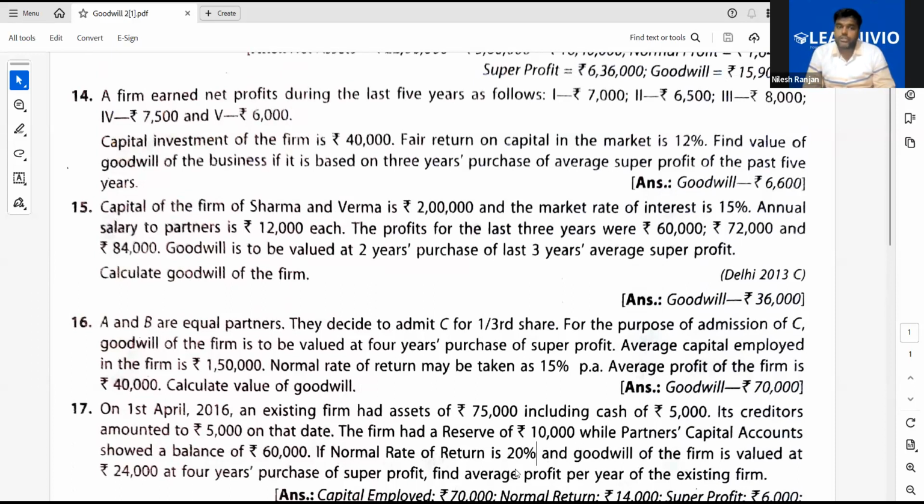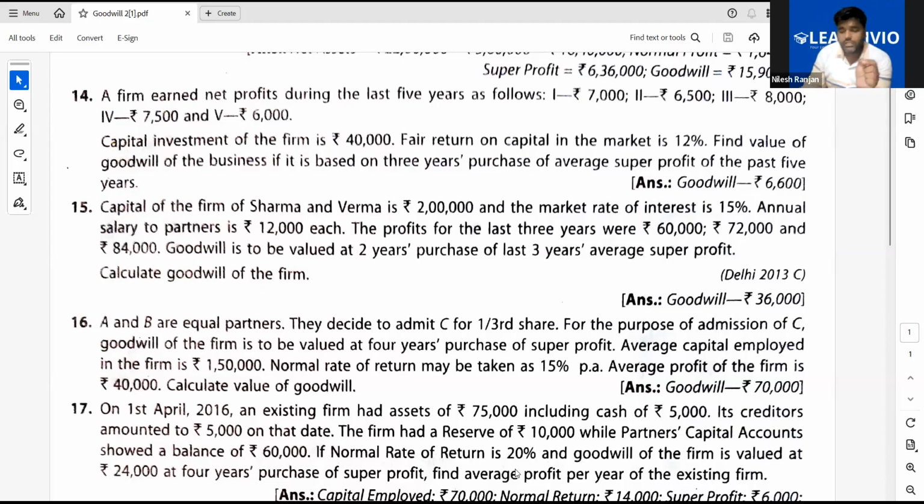Annual salary to partner is 12,000 each. The profit for the last 3 years were 60,000, 72,000, and 84,000. Goodwill is to be valued at 2 years purchase of last 3 years average profit. Now, in this portion, 3 years profit is given, and apart from this, there is salary of partner 12,000 each. Means there are two partners, so total salary will be 24,000.